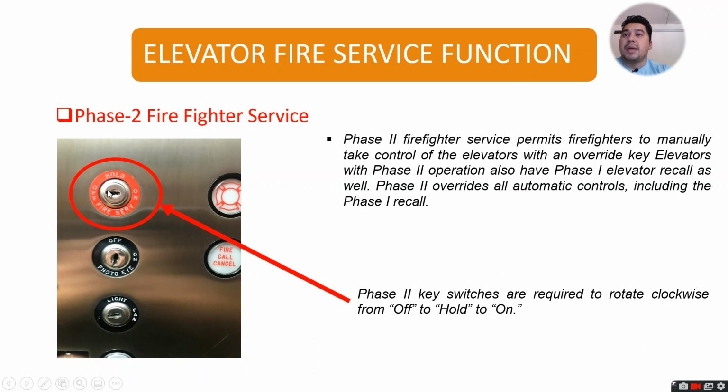So this pattern you may have seen inside the elevator. Phase 2 firefighter service permits firefighters to manually take control of the elevators with an override key. Elevators with phase 2 operation also have phase 1 elevator recall. Phase 2 overrides all automatic controls, including the phase 1 recall. Phase 2 key switches are required to rotate clockwise from off to hold to on. So you have to rotate clockwise.